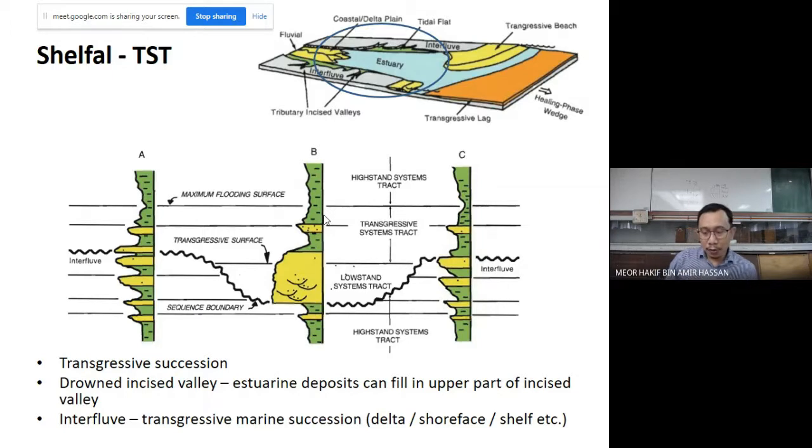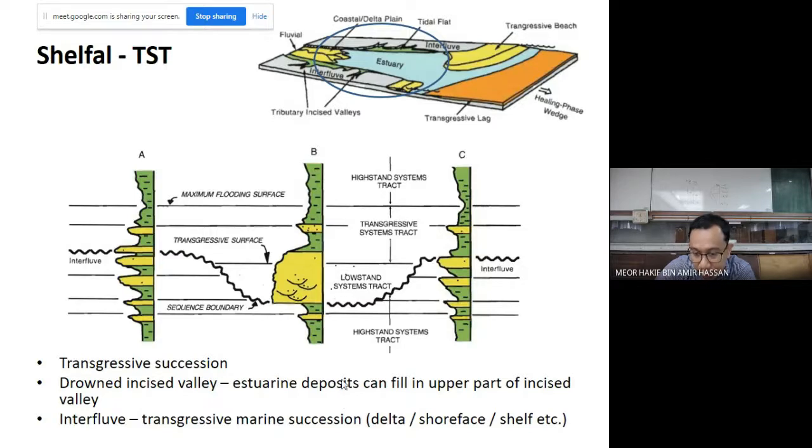The same thing also occurs in the interfluves. So you get deeper water facies compared to the lower part here. So you get a fining upward pattern also here. Just one thing to remember, inside the incised valley itself, kan, it's not all just LST. Dalam ni, you can also have at the top a little bit of the TST being preserved inside the incised valley itself. Right? Okay.